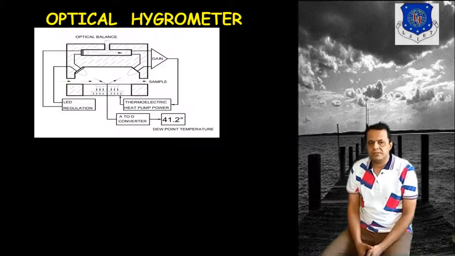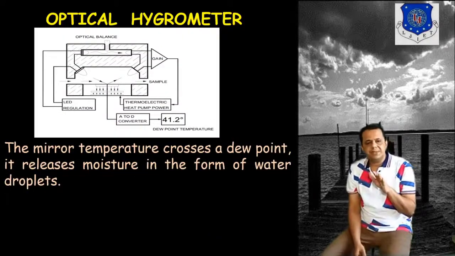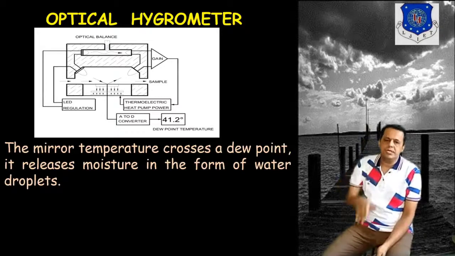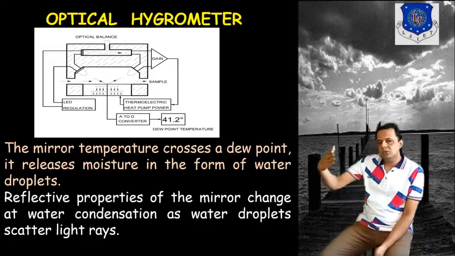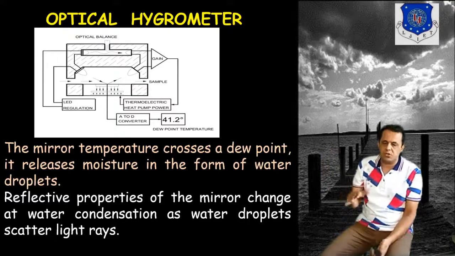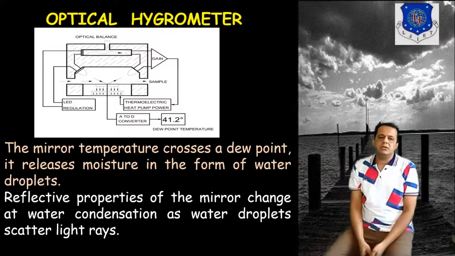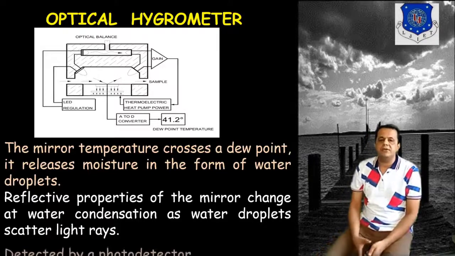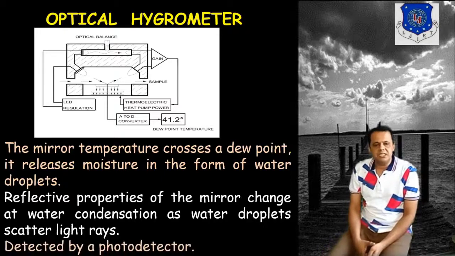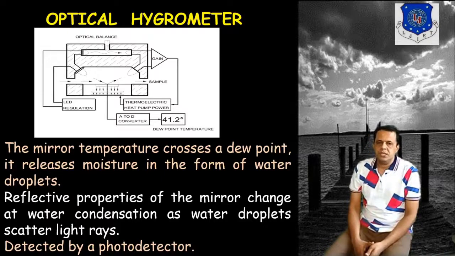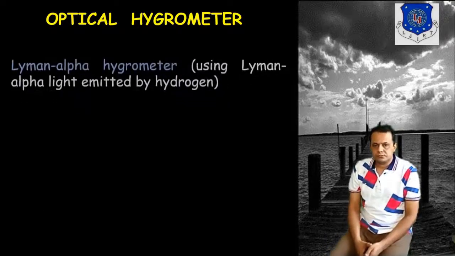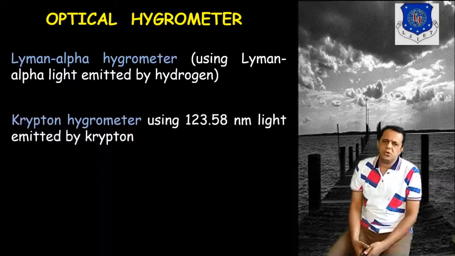Now what happens? The mirror temperature crosses the dew point, and it releases moisture in the form of water droplets on the surface of the mirror. Now the refractive properties of the mirror change because water content is there, and droplets will scatter the light rays, and then the detected light rays will have a difference that will be detected by the photon detector. So this is the basic principle of the optical hygrometer. There are 2-3 varieties of optical hygrometer.